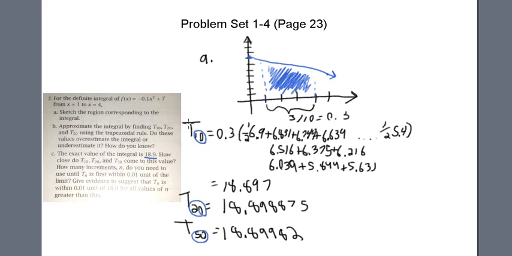Now, part B also asks us, do these values overestimate or underestimate the integral? How do you know? Well, let's just think about this. This curve, if I had graphed it better, curves up and then down. Our trapezoids are not quite exactly the line, but they're not over it. If the curve looks something like this, then we could have trapezoids with area above the curve. In this case, it's below the curve, therefore we know it is underestimating.